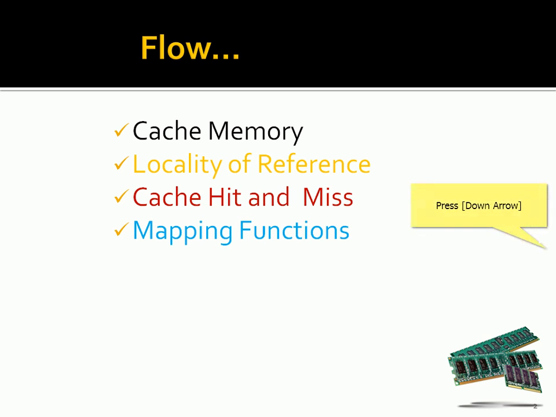In the hit case, the memory cycles will be fewer, whereas in the miss case more memory cycles are required, because it has to go to the next level of the memory hierarchy and then bring the data.